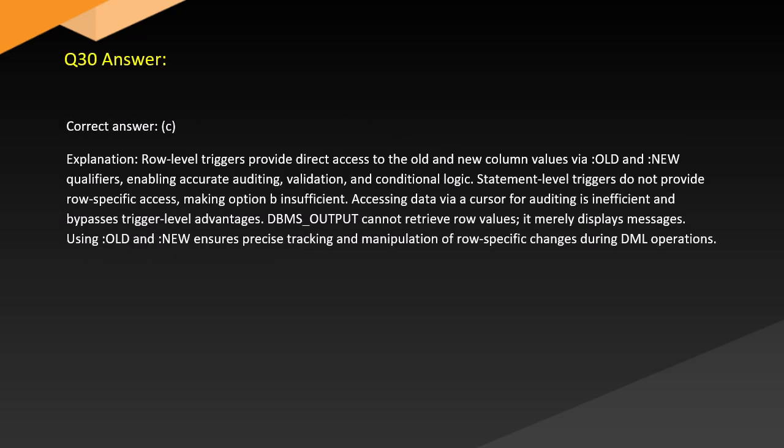Answer. Correct answer: A. Explanation. Row-level triggers provide direct access to the old and new column values via OLD and NEW qualifiers, enabling accurate auditing, validation, and conditional logic. Statement-level triggers do not provide row-specific access, making option B insufficient. Accessing data via a cursor for auditing is inefficient and bypasses the trigger-level advantage. DBMS_OUTPUT cannot retrieve row values; it merely displays messages. Using OLD and NEW ensures precise tracking and manipulation of row-specific changes during DML operations.